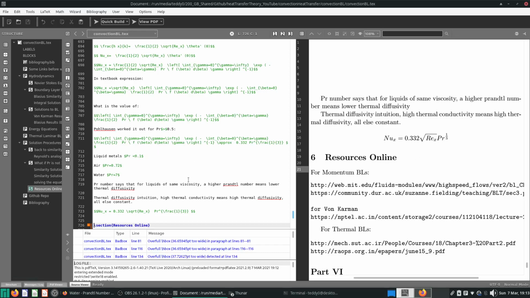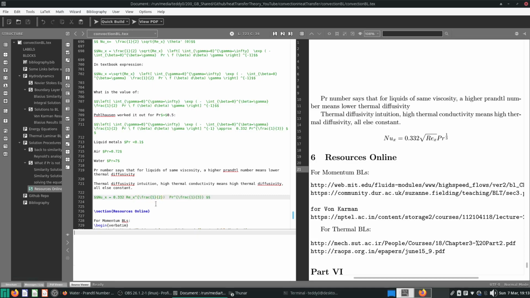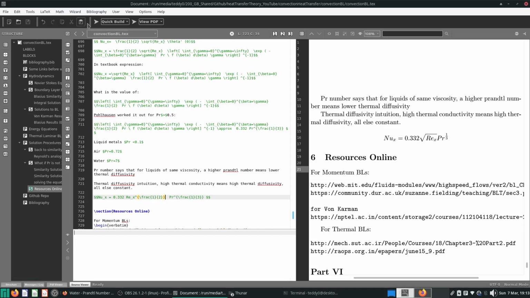Not that difficult. The final form looks okay. It's just that it's a bit tedious to get here. Otherwise, the concept isn't too difficult to grasp, in my opinion. So there you go.